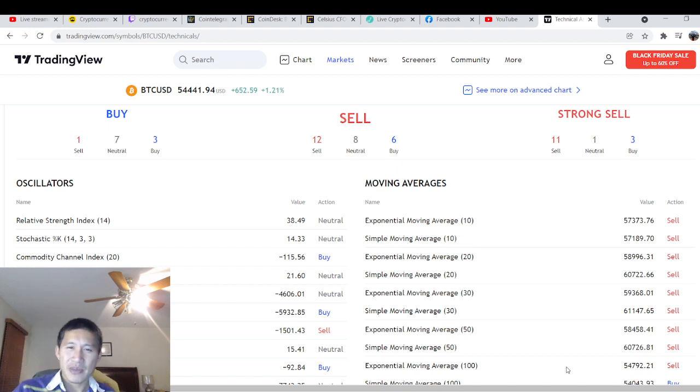However, if the exponential moving average for 10, 20, 30, 40, and 50 is bearish, then that actually might mean just an overall bearish trend. If it's 10 and 20 that's bearish and the rest are bullish, then you have to kind of make a decision on how long this bearish trend will actually last.